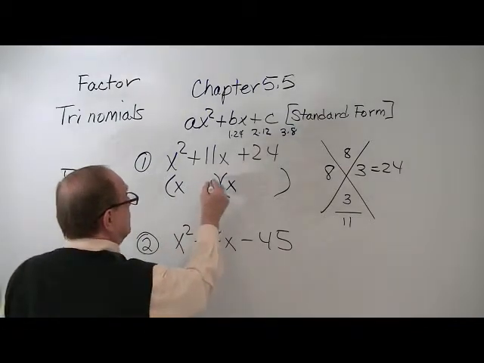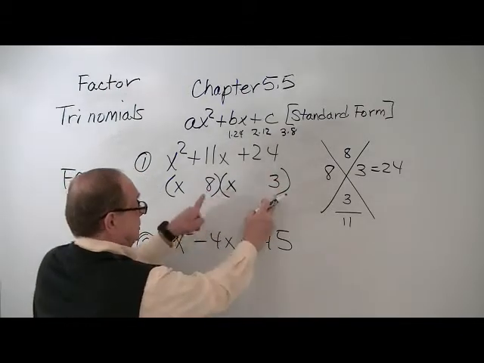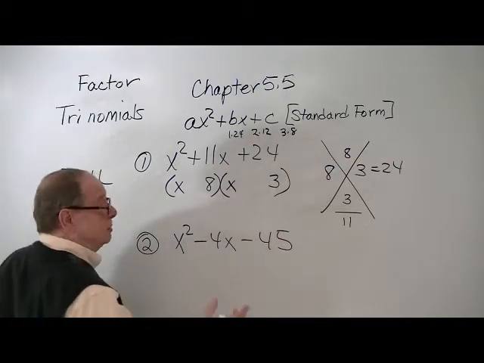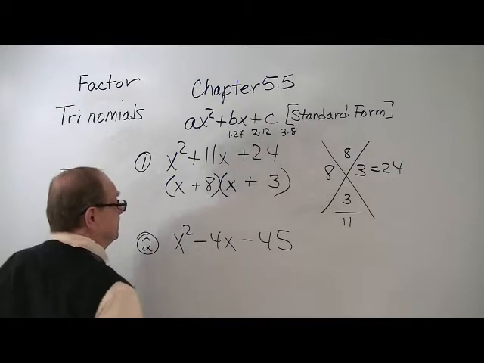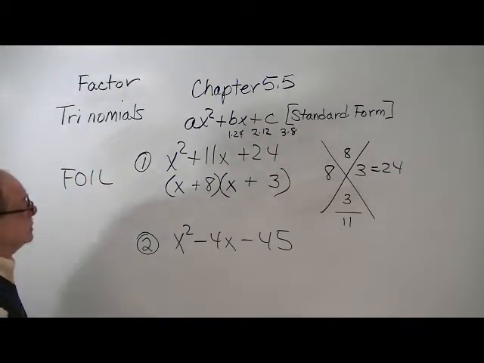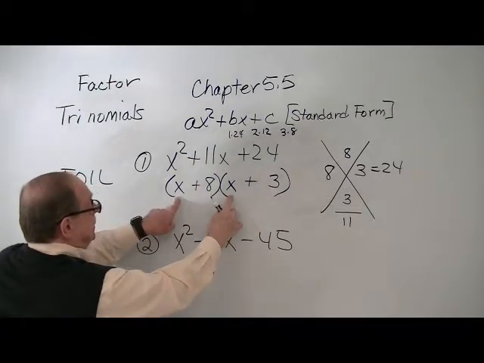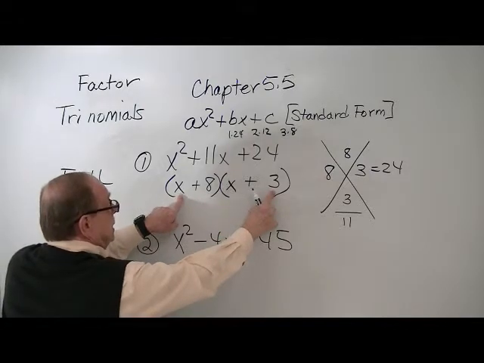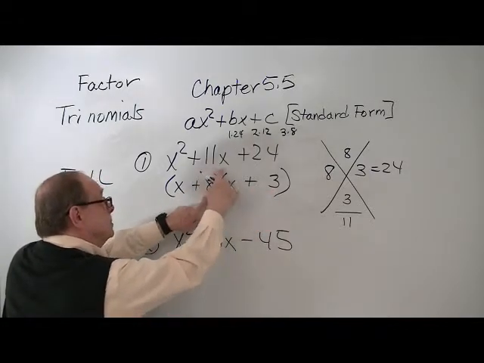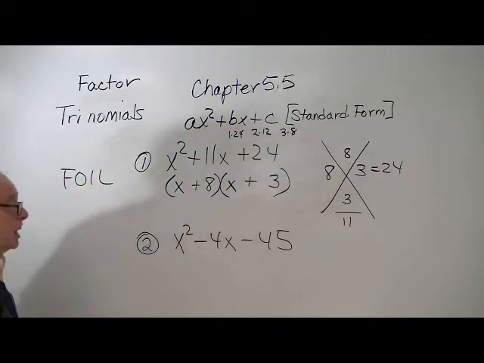So our factors are going to be 8 and 3. And you could put those in different positions. That would be okay. And our signs are going to be plus. So then what we do is we check by foiling. Multiply these two, gives you that. The outers are 3, the inners are 8, adds up to 11, and then the last, when you multiply, are 24. So we're checking by the FOIL.